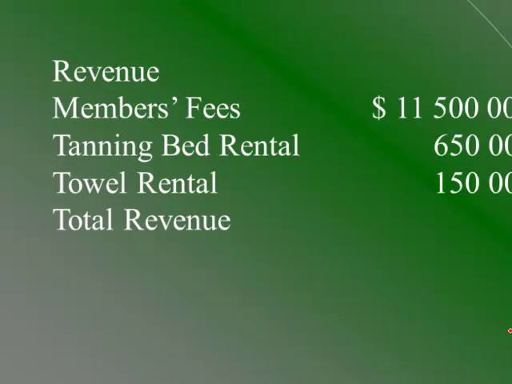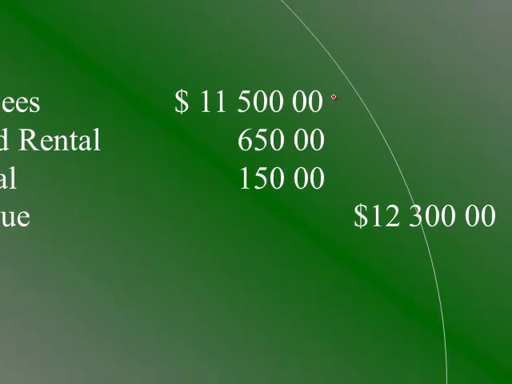Part 2, you prepare the revenue section first. So you have to have the title that is called revenue. Then you list each of the different revenue accounts. In this example here, we have member fees, tanning bed rental, and towel rentals. In the column next to that, you list the value of these accounts.